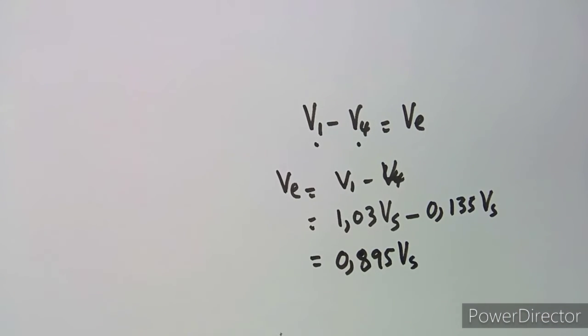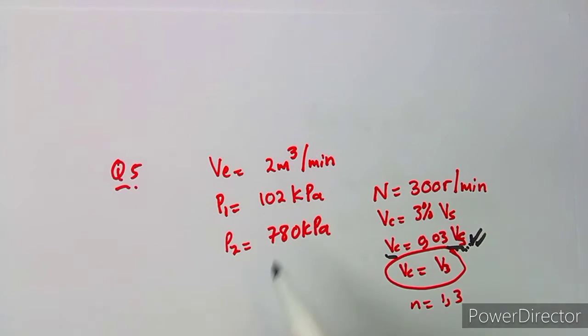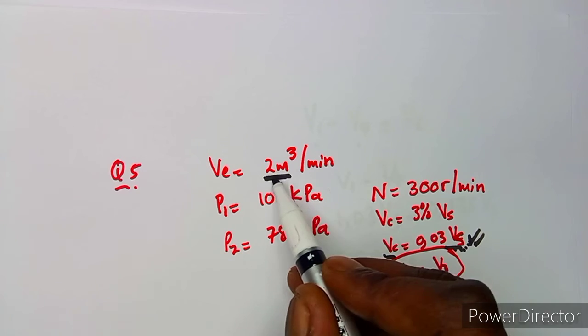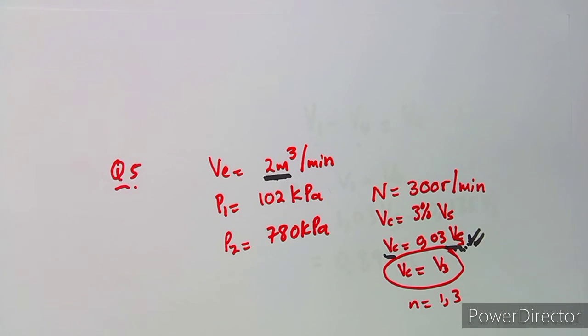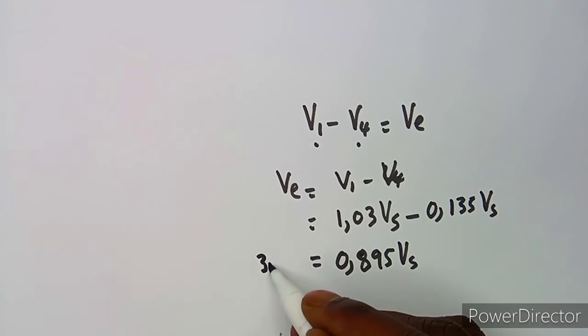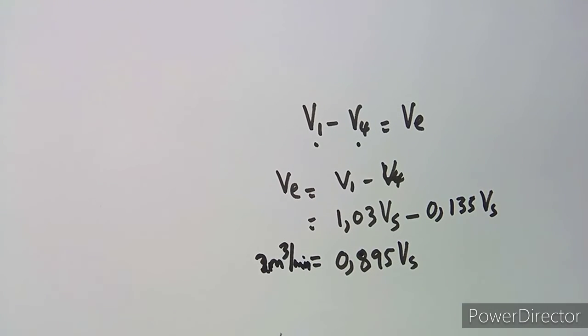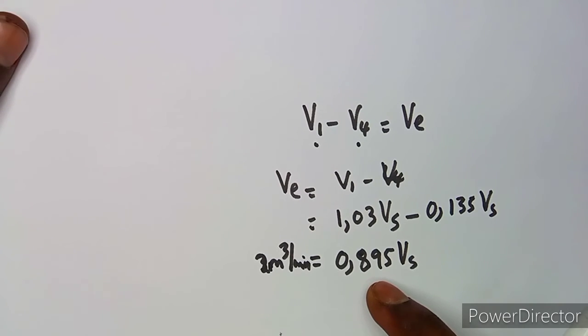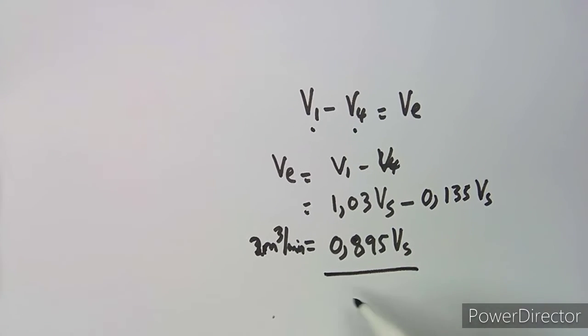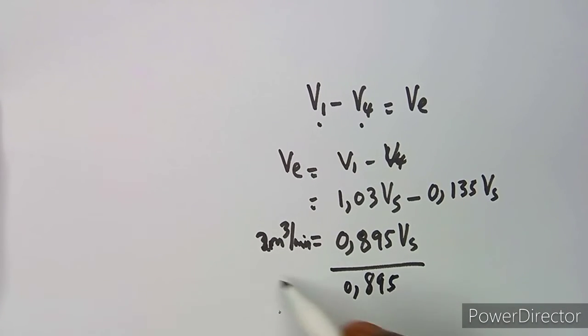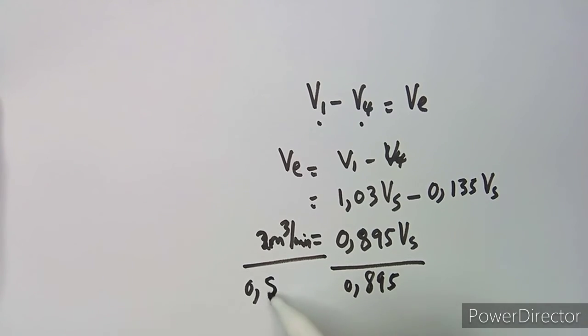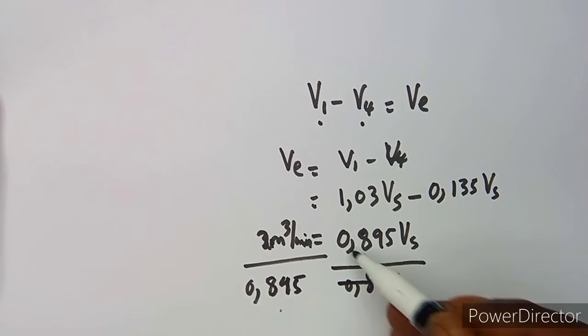But VE, we have this. When we listed our information here, our VE was 2 cubic meter per minute. So that means we are going to calculate Vs by simply dividing by what? By 0.895 both sides. That's our Vs.